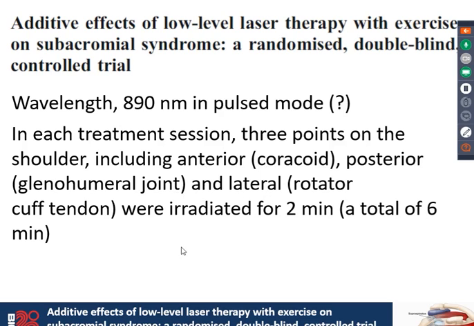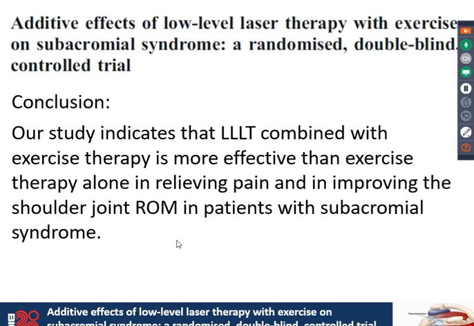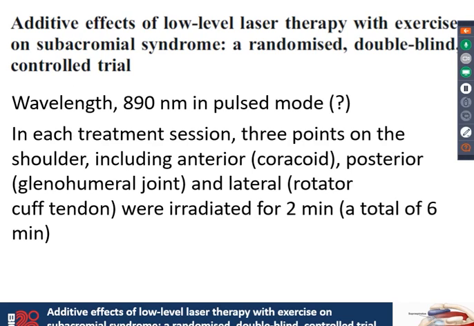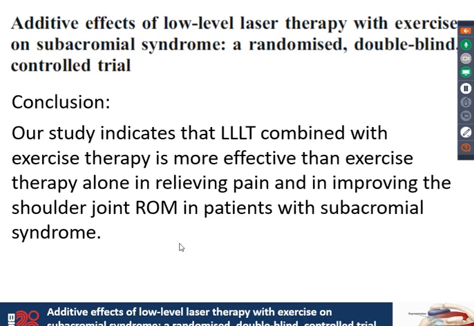And they were irradiated for 2 minutes for a total of 6 minutes. I don't recall seeing the actual power or the energy density in this paper. So they concluded that laser therapy combined with exercise is more effective than just exercise therapy alone in relieving pain and improving shoulder joint range of motion in patients with subacromial syndrome.